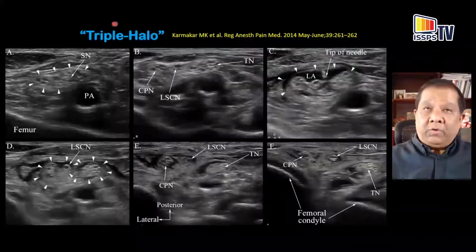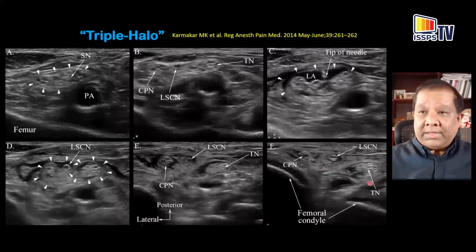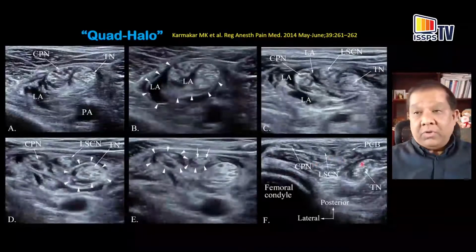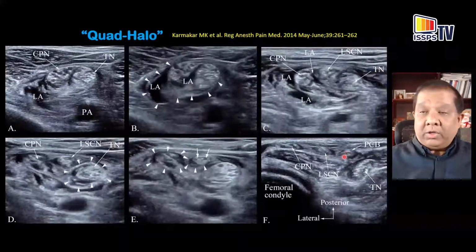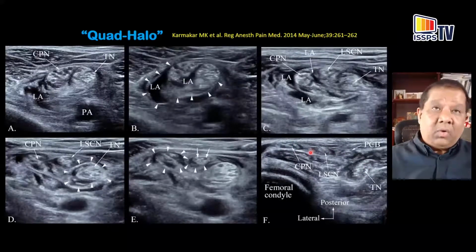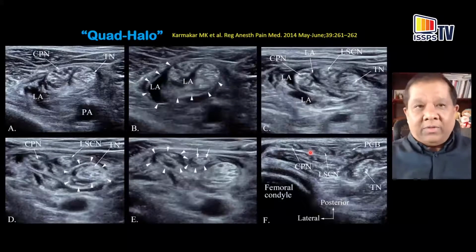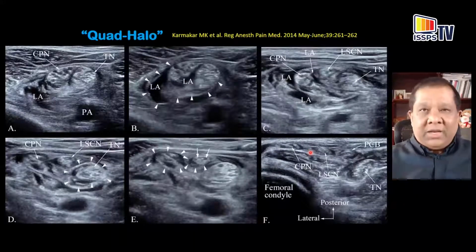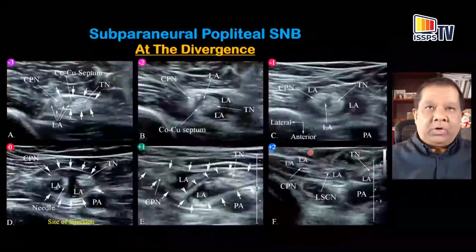So much so, if you follow the injectate distally, you will not only see a trihalo, as in this case, you can see the tibial nerve halo, you can see the common peroneal nerve halo. This is the lateral sural cutaneous nerve halo. If you follow in some individuals, you can also see the peroneal communicating branch halo here. This is the lateral sural cutaneous. This is the common peroneal. So you can see a quad halo. So a halo around the nerve distally usually indicates a subparaneural injection.